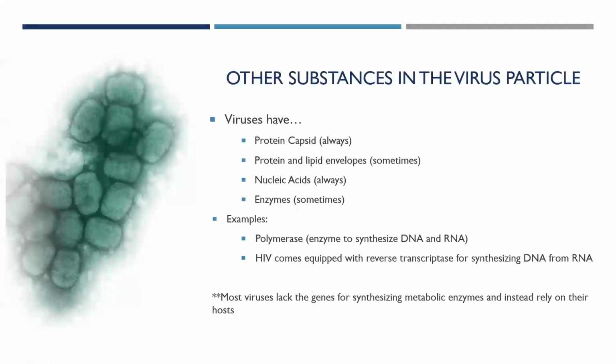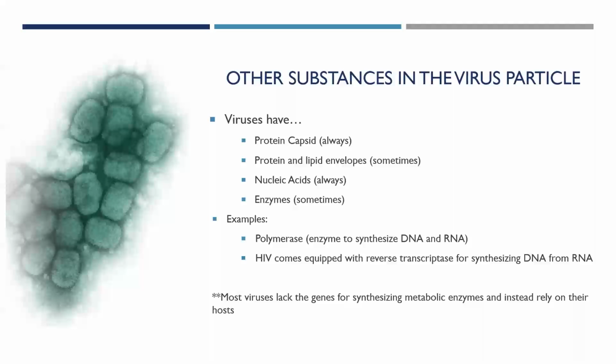So to reiterate here, viruses will always have the protein capsid. They're always going to have those repeating capsomeres, forming a helical structure or an icosahedral structure around their nucleic acids. Sometimes they will have more proteins and lipids in an envelope. So we can have naked viruses or enveloped viruses, but that's only sometimes. All of them should have nucleic acids. It could be DNA, it could be RNA, single-stranded or double-stranded, but they have to have some form of genetic code.